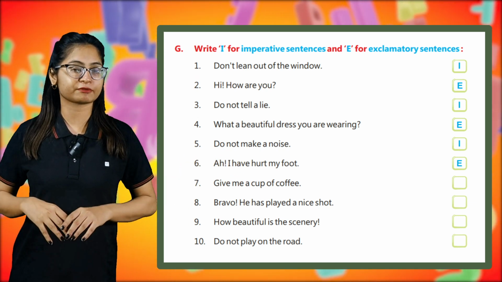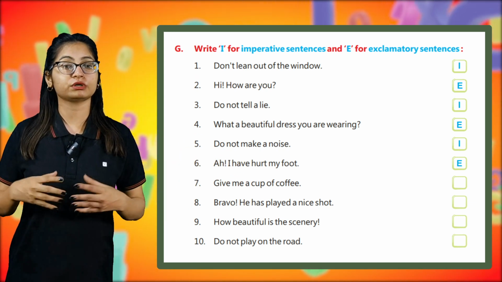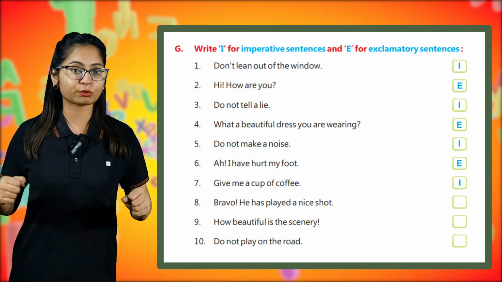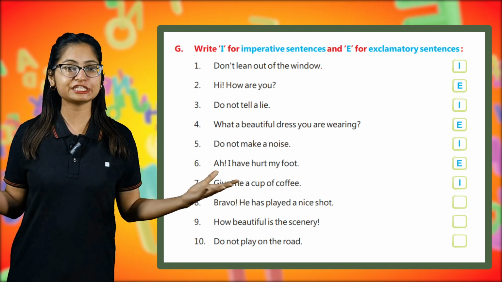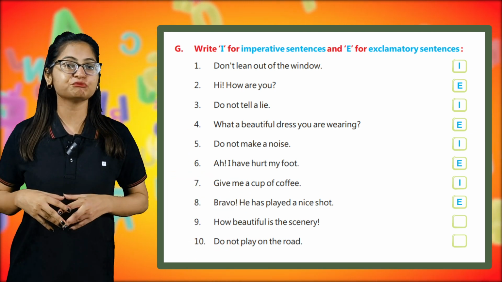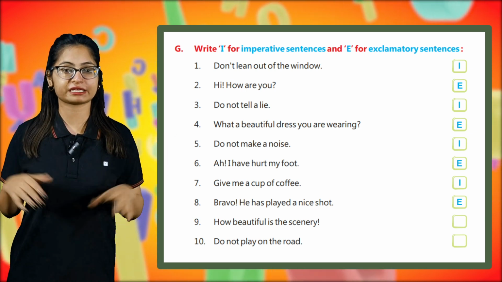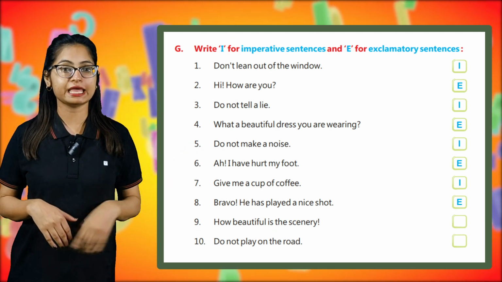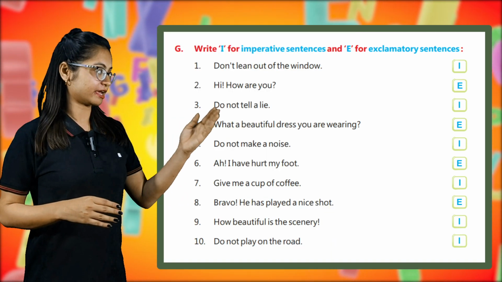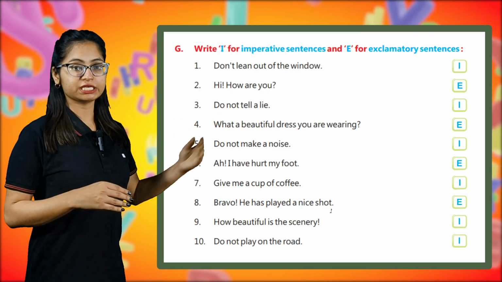Next, give me a cup of tea. We are requesting someone or asking for a coffee. So we will write E. Bravo! He has played a nice shot. And here we will also write I. How beautiful the scenery. And also we will write I. Do not play on the road. Let's do part G.